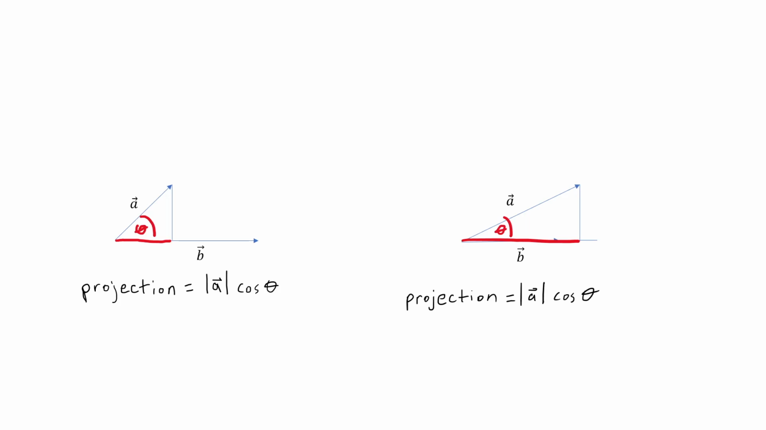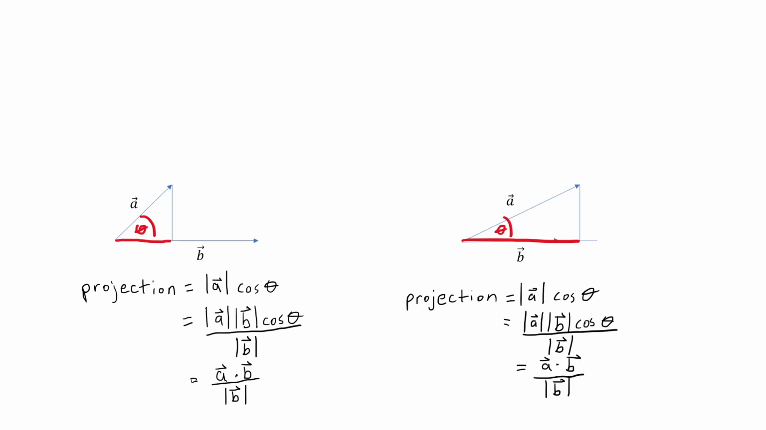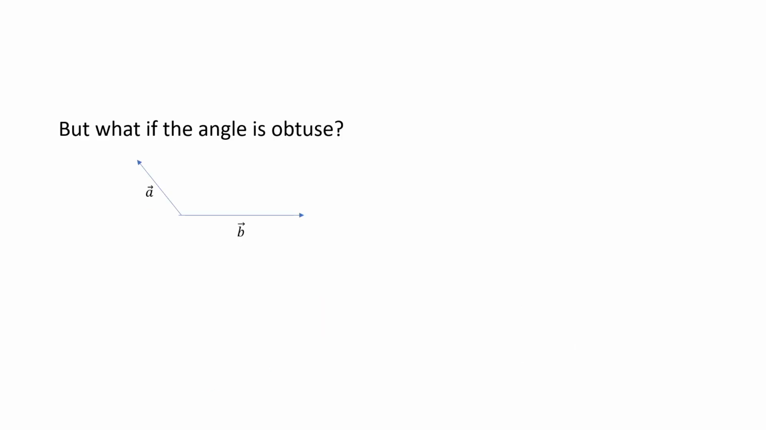Now, we can multiply top and bottom here by the magnitude of B, and we would get that fraction there. And if you're curious why we would do that, it's because that makes the numerator equal to A dot B. And so we're able to say that the scalar projection of A on B is equal to A dot B over the magnitude of the vector B.